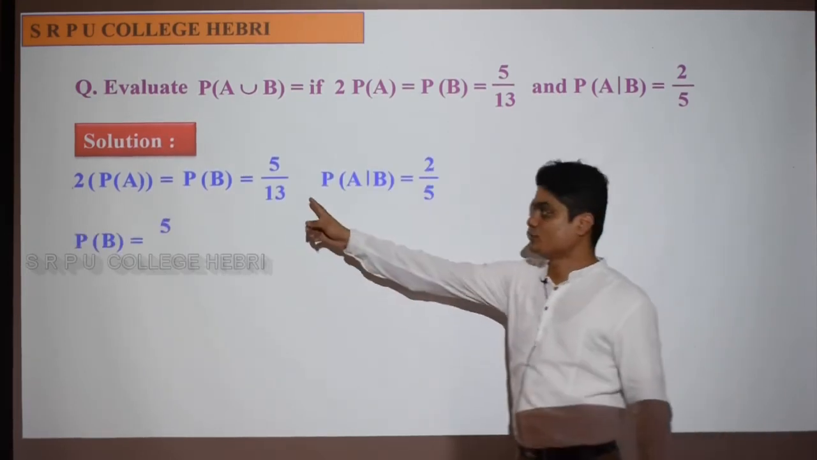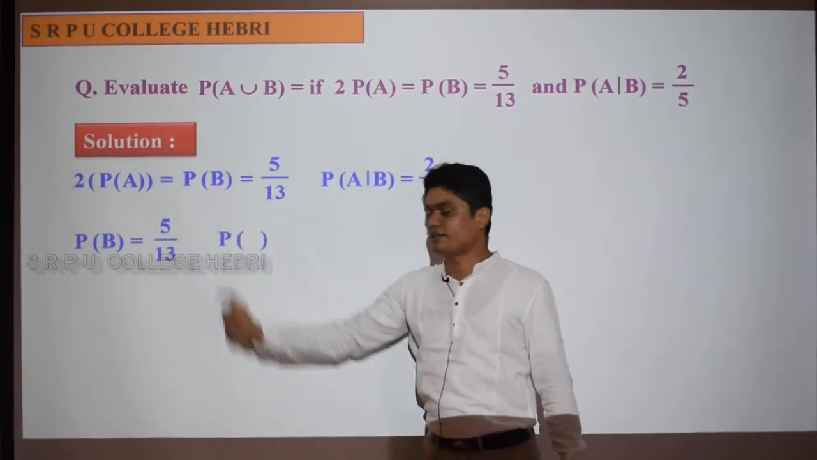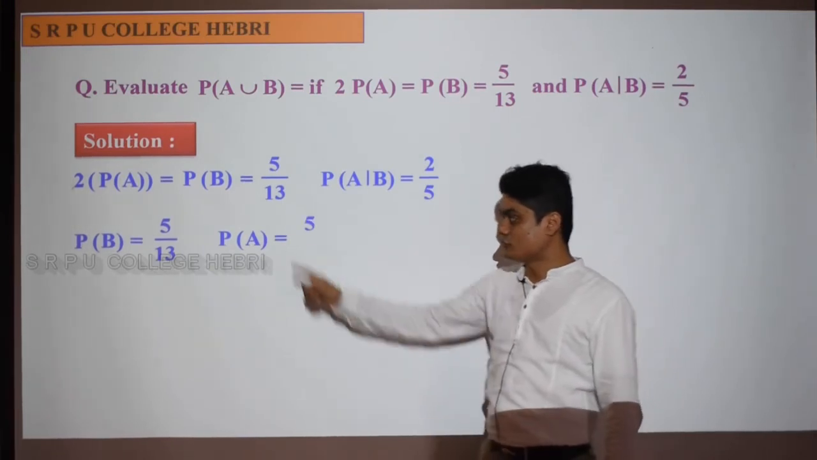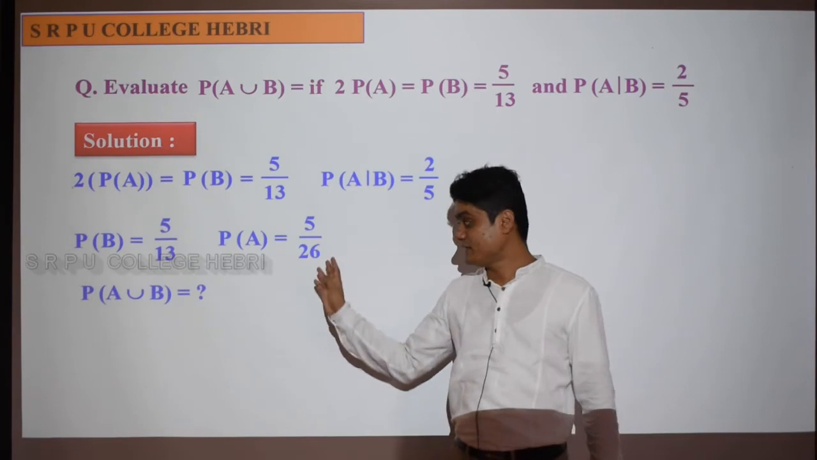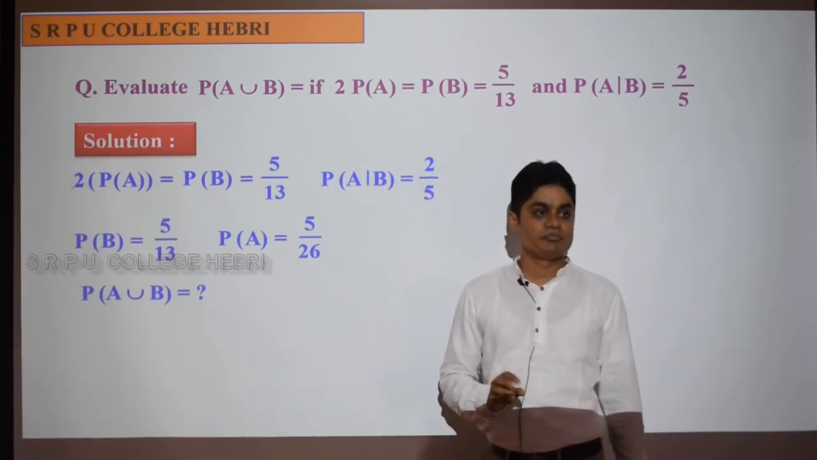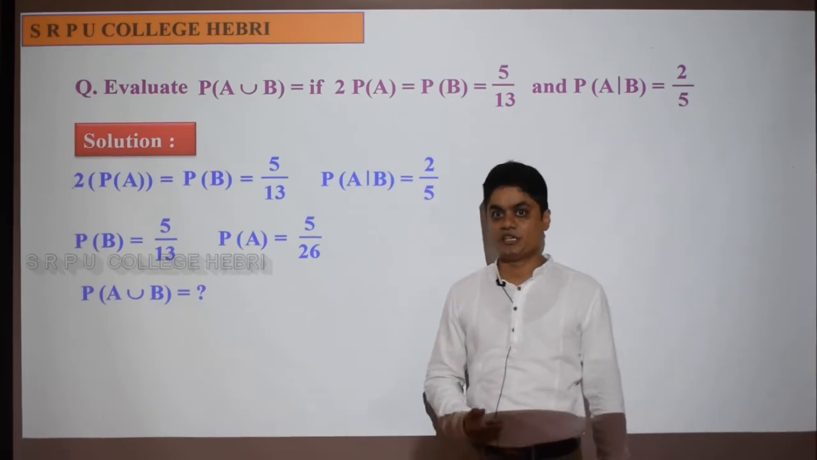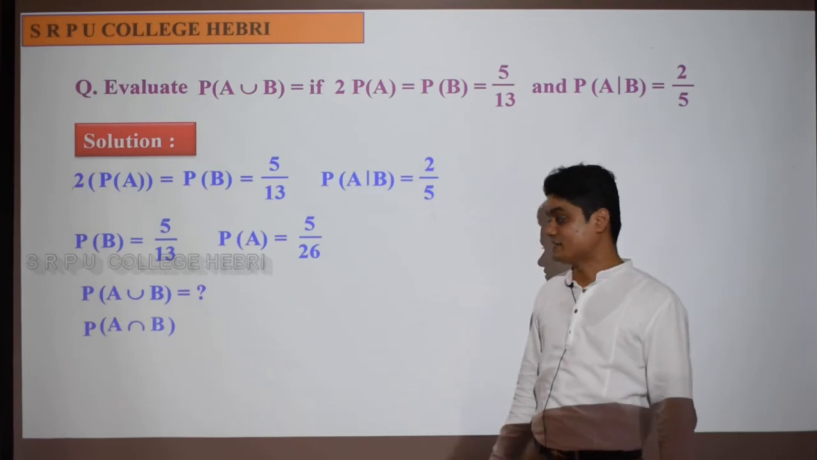From this you can write 2 numbers. The first is P of B, which is equal to 5 by 13 directly, and P of A is 5 by 26, since the 2 is multiplied into the denominator. You need P of A union B, and you know that P of A union B is P of A plus P of B minus P of A intersection B. So what is your first work? Find out the probability of A intersection B.